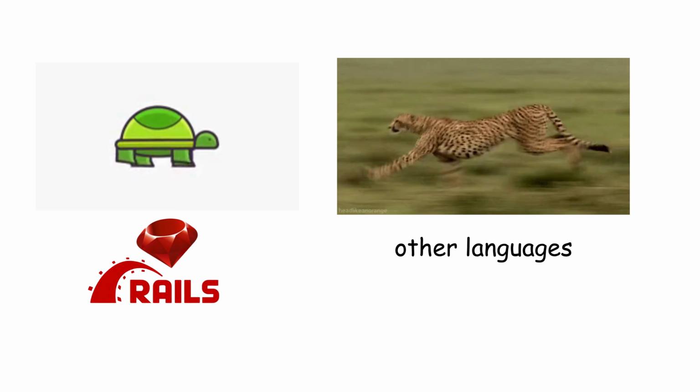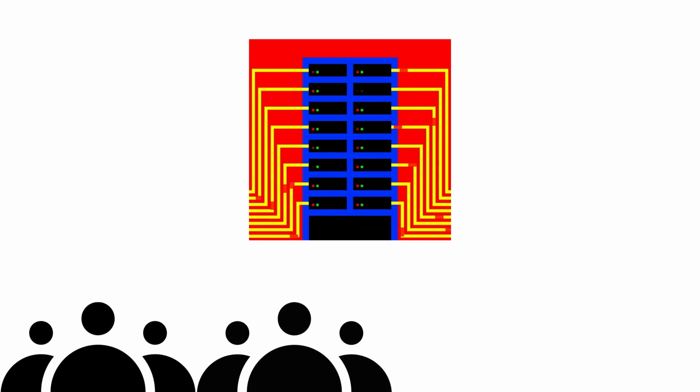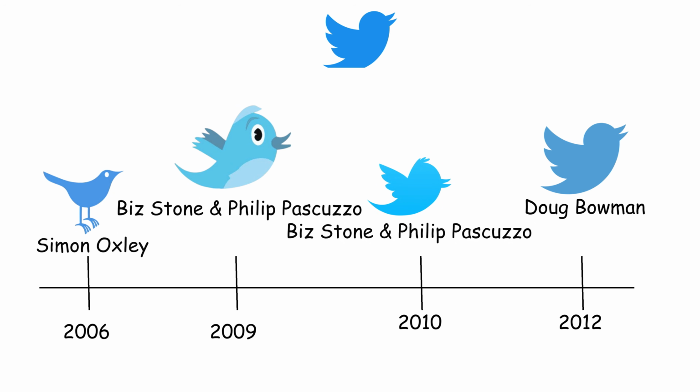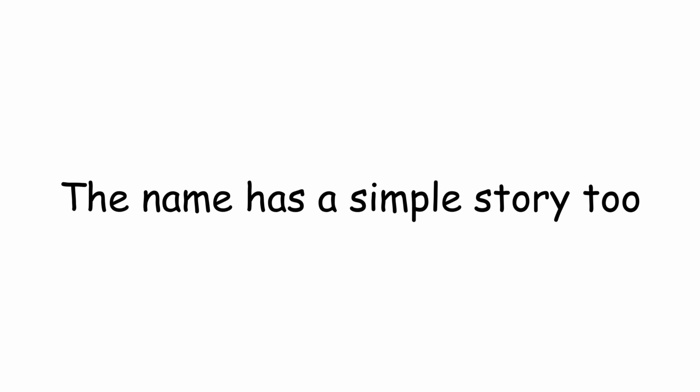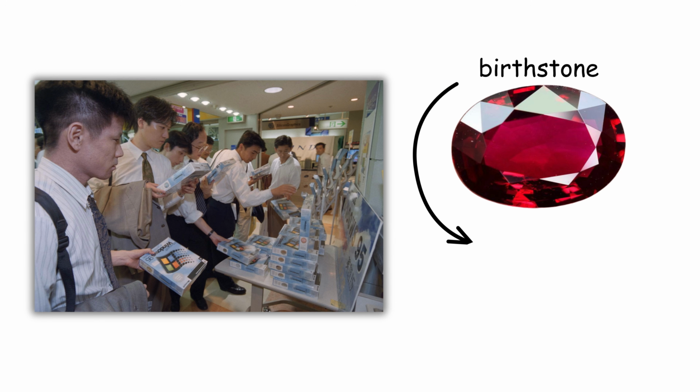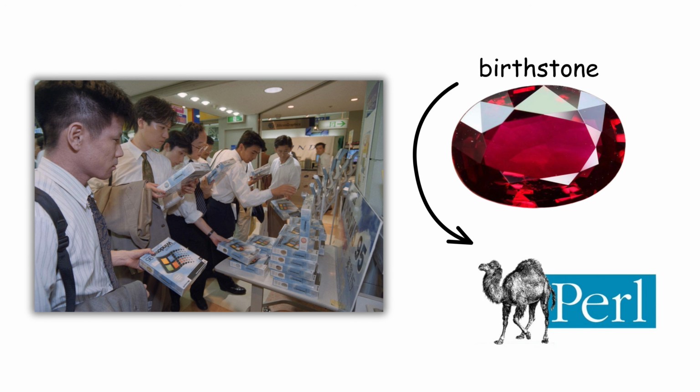Its weakness is speed. Ruby runs slower than many other languages, which can be a problem for companies handling massive amounts of traffic. Some, like Twitter, eventually moved parts of their systems away from it for that reason. The name has a simple story too. Matz picked it because Ruby is a birthstone, and he liked how it sounded next to Perl, another language he admired at the time.